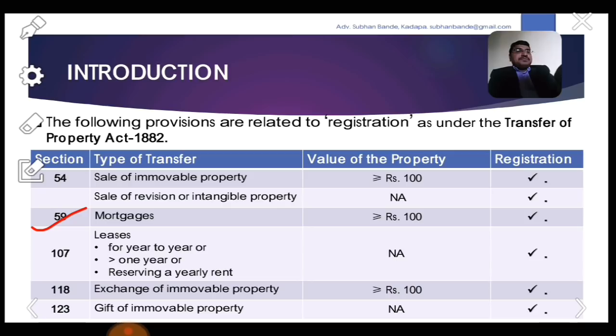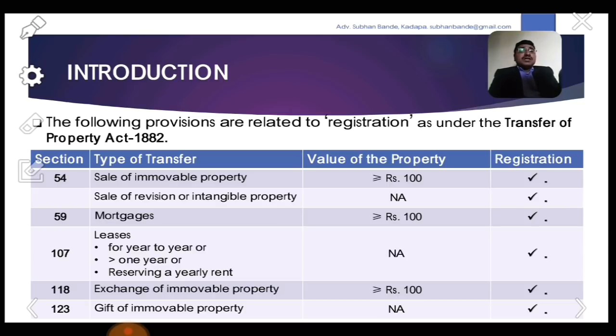Coming to Section 59, according to Section 59 of Transfer of Property Act 1882, registration is compulsory for the mortgage of the property of value 100 rupees or upwards. Mortgage is a kind of transfer where the interest is transferred from the mortgagor to mortgagee as a collateral security.